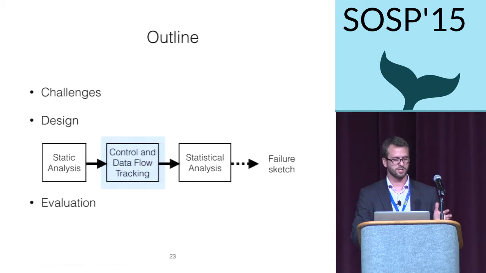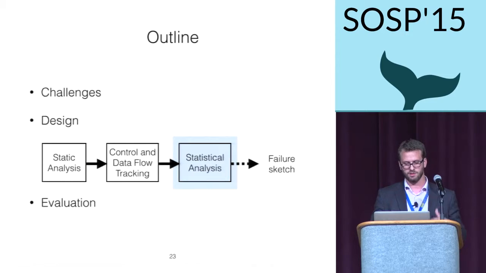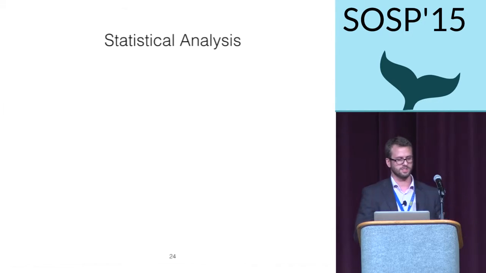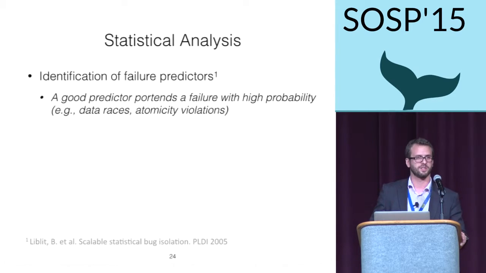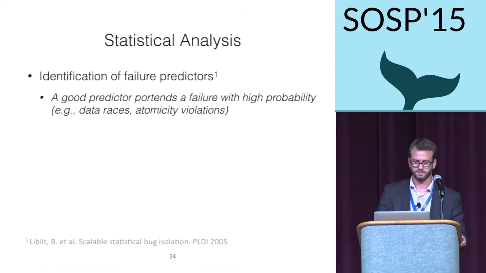Okay. We saw how GIST performs control and data flow tracking. So let's now look at how it monitors multiple user executions to statistically isolate the root causes of failures. The way this works is GIST looks for what is called failure predictors. A good failure predictor will portend a failure with high probability. And in particular, GIST searches in refined slices for failure predicting access patterns such as data races, atomicity violations, or rare paths that the program executes.